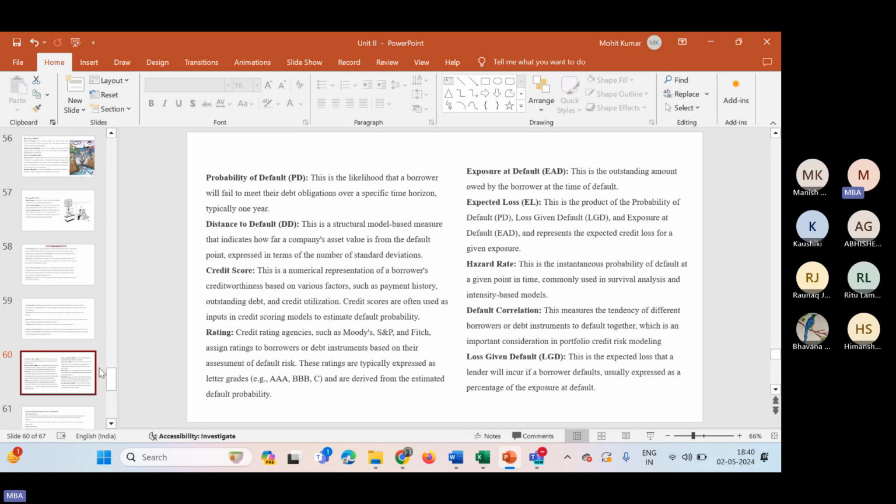Okay. Second is distance to default. This is a structural model based measure that indicates how far a company's asset value is from the default point, expressed in terms of number of standard deviations. Then there is your credit score, which we have discussed so many times. It is the numerical representation of a borrower's creditworthiness based on various factors such as payment history, outstanding debt, and credit utilization. Like the CIBIL score is also a combination of all these things. And it is openly used as input in credit scoring models to estimate default probability.